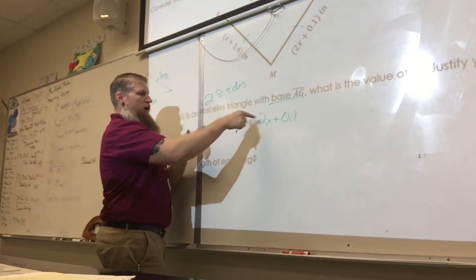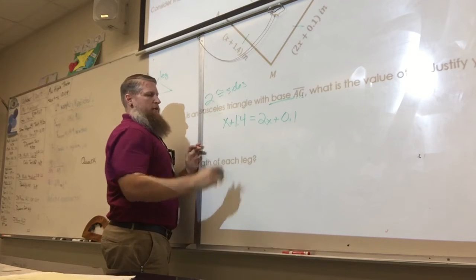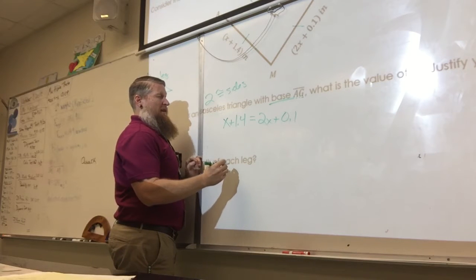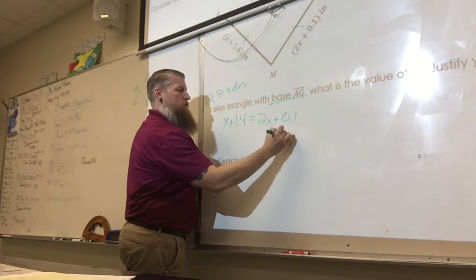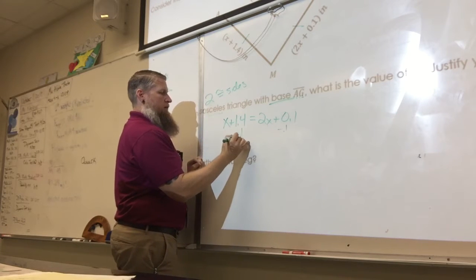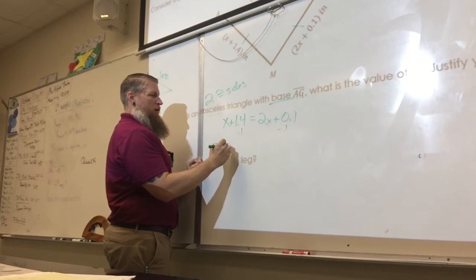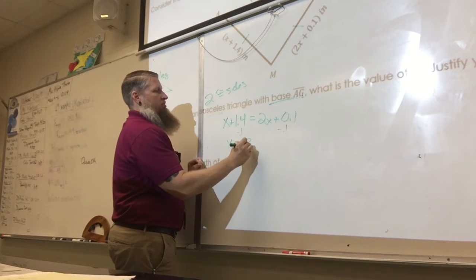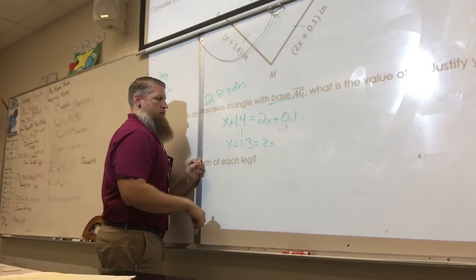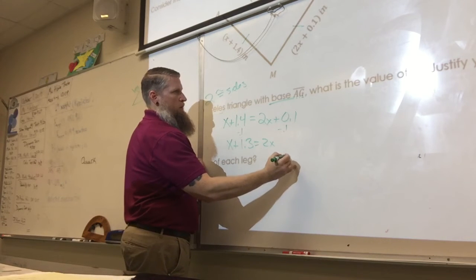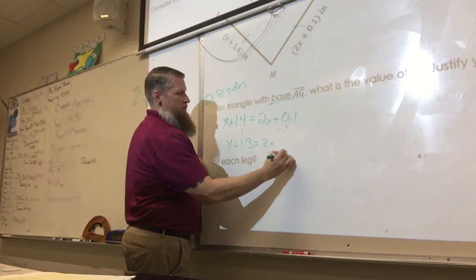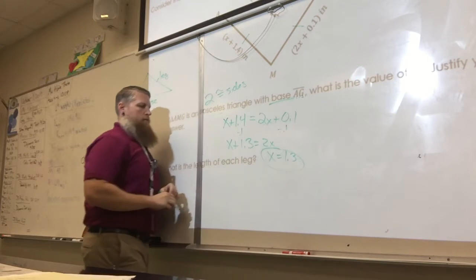All right? So if I go about solving that out, what do you want me to do? What should I do first? Get rid of the 0.1 on the right side. So subtract that. So what's 1.4 minus 0.1? And then what? Then subtract the x, so boom.